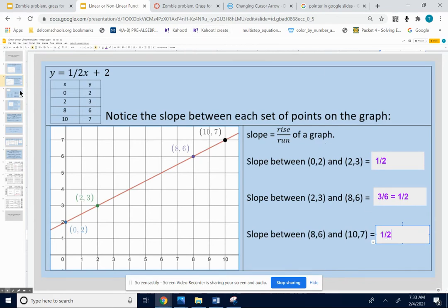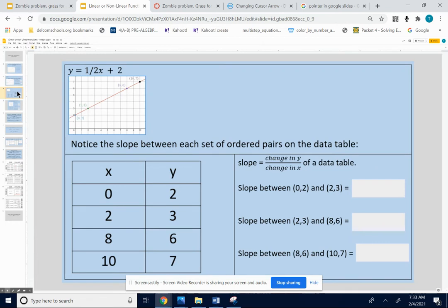And I wanted to remind you of that because I want you to think about the data table. In a data table, it doesn't matter which points you use. Remember, this is the same relationship as the graph we just looked at. So to find the slope of a data table, it's the change in your y values over the change in your x values. If we're looking at the first 2 points, (0, 2) and (2, 3), the change in y is 1, the change in x is 2. So we get 1/2. Same points as the graph before.